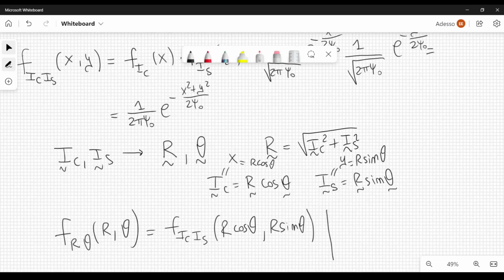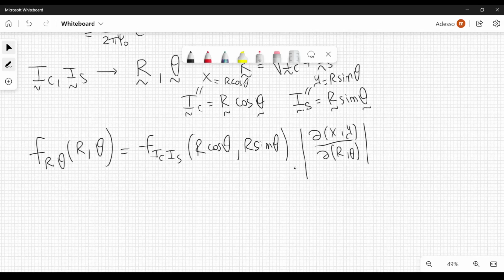And then we have to multiply this by the Jacobian, dxy over dr theta. But the Jacobian for a polar transformation is very trivial. It is just equal to capital R in this case. It is the radius, the radial distance, R.